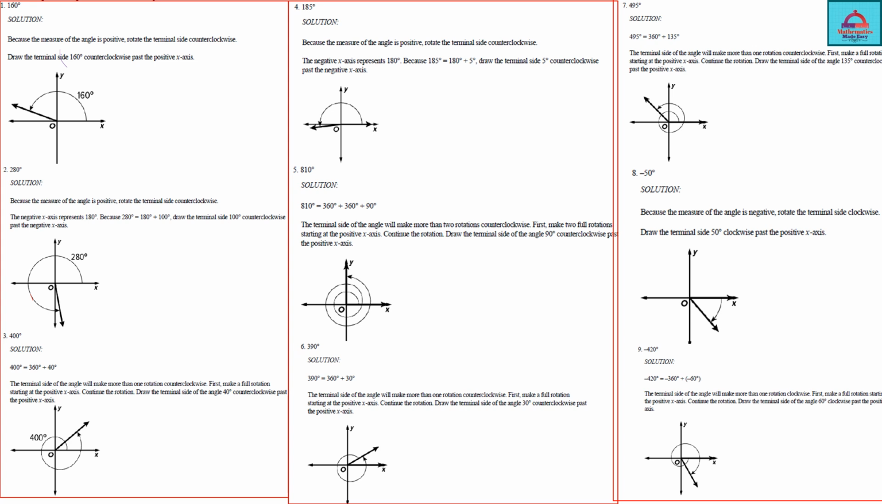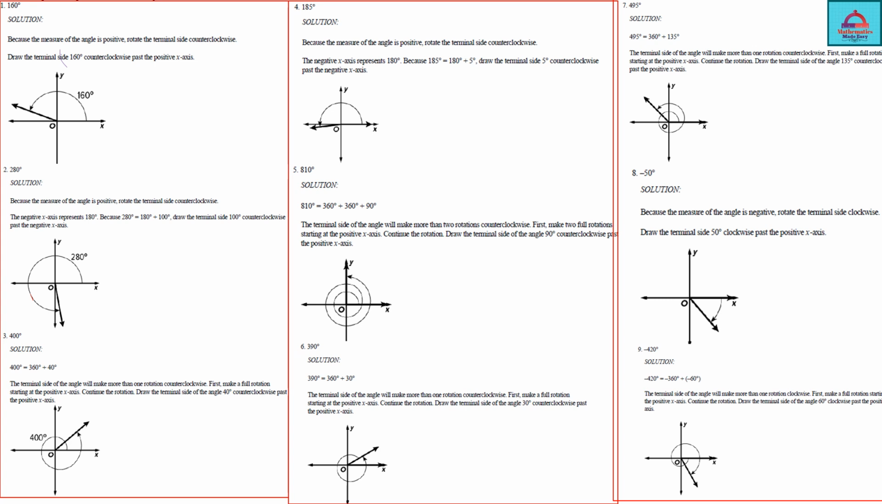Next is 185. It is a little more than 180. To be very precise, it is 5° more. So the negative x-axis represents 180. So this is complete 180, and then you draw a little bit more. That is 5° more on the terminal side, 5° counterclockwise past the negative x-axis.